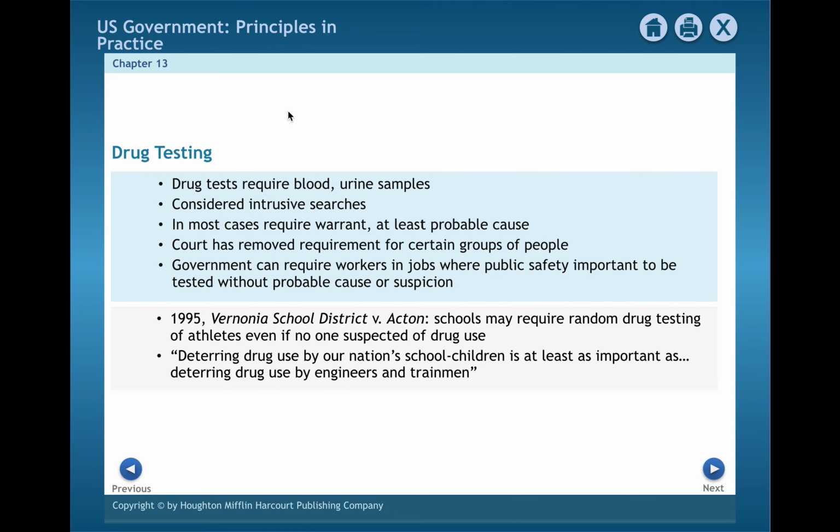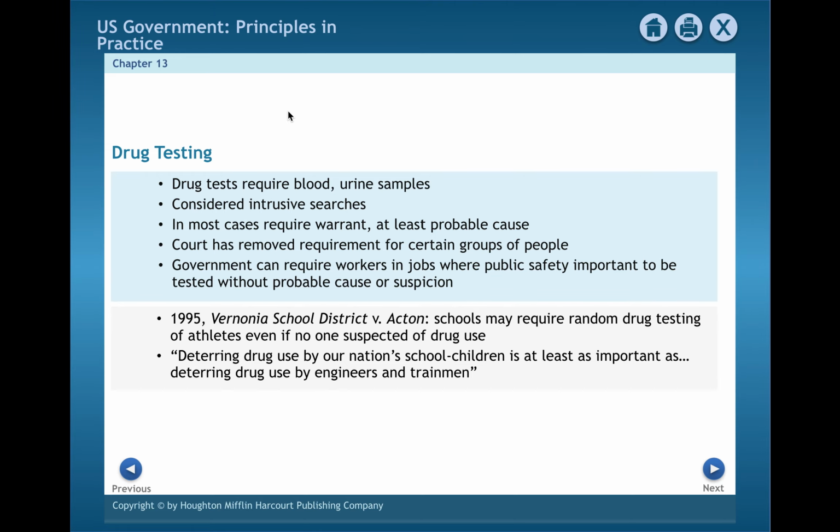So drug testing. Drug tests are also considered to be intrusive searches because they require blood or urine samples. And in most cases, they require a warrant or at the very least, probable cause. The court has removed the requirement for certain groups of people. For example, let's say you work in a position where you are driving semi-trucks, right? It is very important to public safety that you not routinely use drugs. You should not be driving under the influence. And so private businesses are allowed to randomly drug test employees.